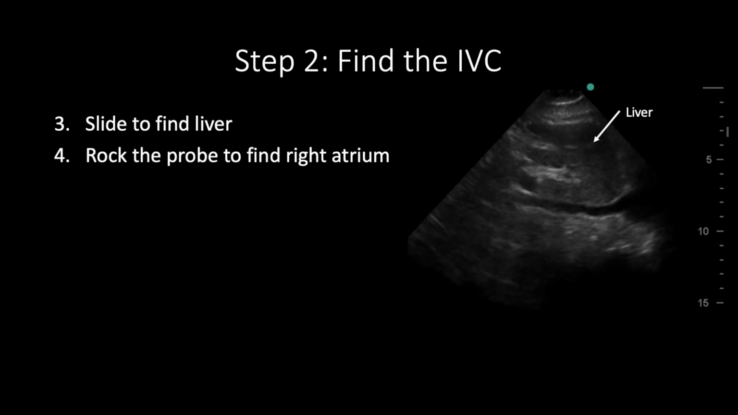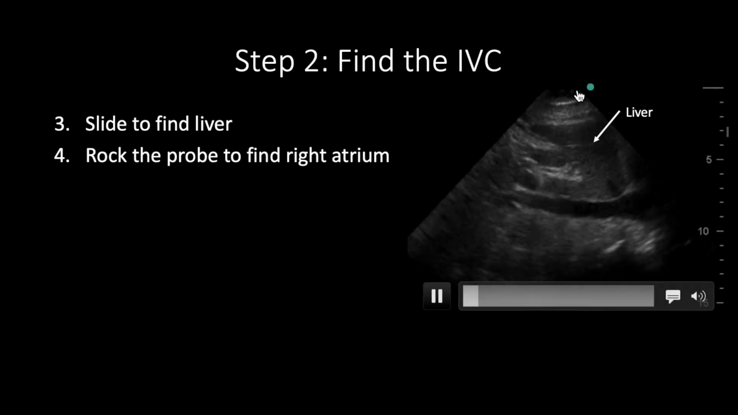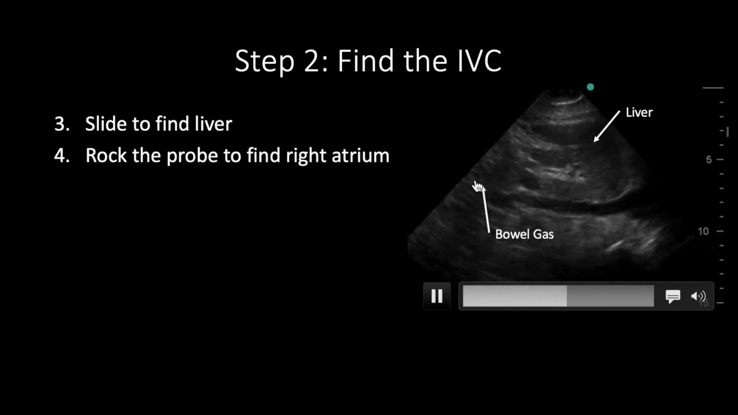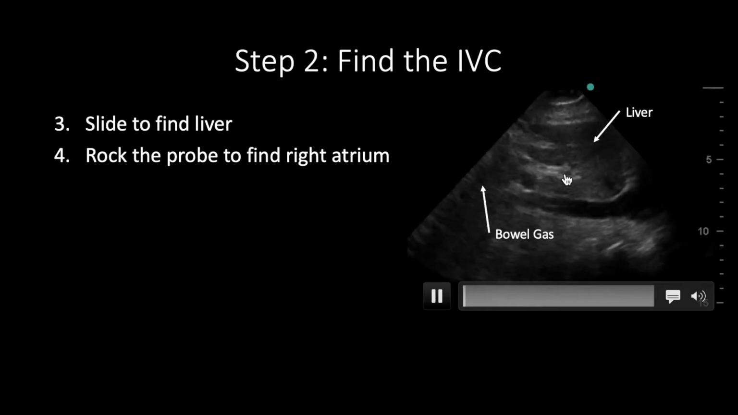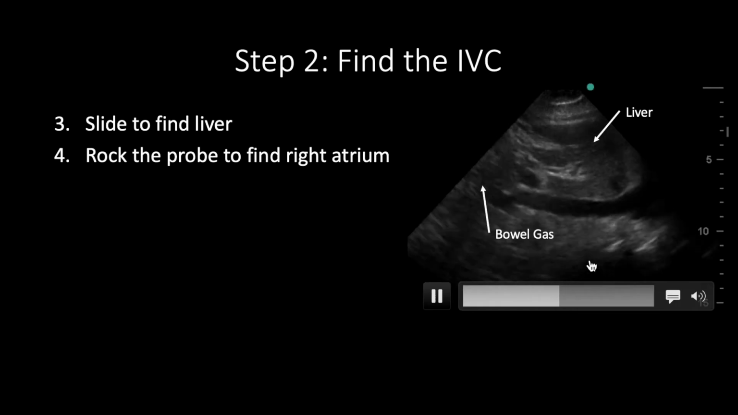Here you can see why liver is our friend. The ultrasound beams travel through the liver so we can see the inferior vena cava. Bowel gas is the enemy of ultrasound, and so the IVC continues this direction, but we can't see it because the gas is interfering with our ultrasound beam and causing scattering. So we have to find liver before we can find IVC.